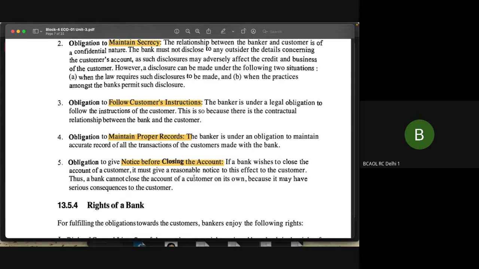Okay? Customers' instructions, whatever the bank receives, it has to follow. Standing instructions, as we call them. Whatever instructions you give the bank, say you say stop payment, the bank will stop the payment. You say collect rent on my behalf, the bank will collect rent on your behalf. Okay? Obligation to maintain proper records, like the passbook, all these records need to be maintained, and notice before closing the account. When you are closing the account, you have to close it.